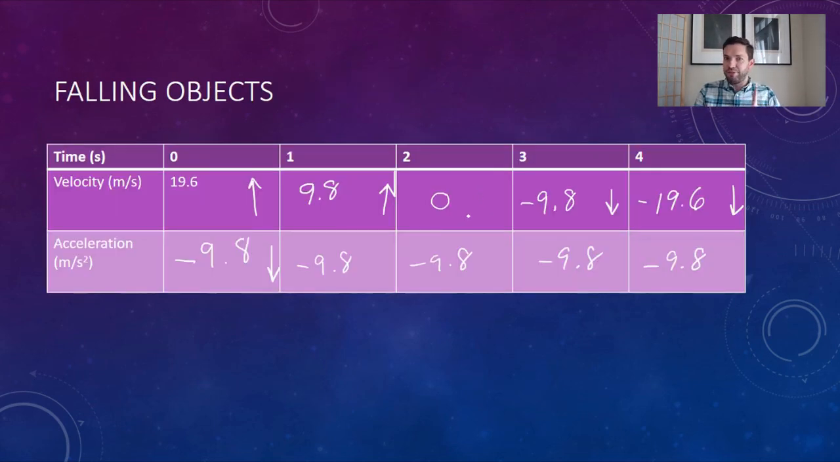It comes back down with the same speed that it left. So not the same velocity, right? Because this is positive 19.6. This is negative 19.6. But it comes back down with the same number that it left. This is, by the way, why you should not fire guns into the air.